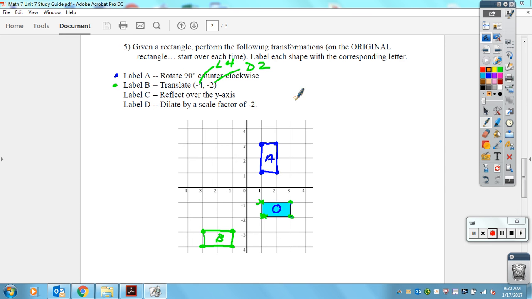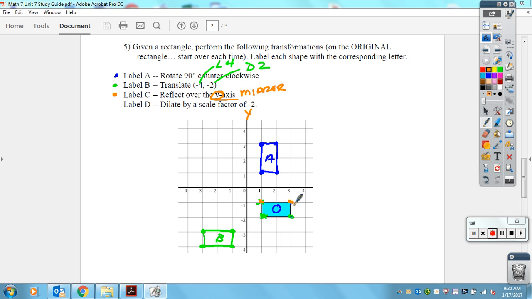C says to reflect over the y-axis. I know that y goes up and down, but going back to my original, I'm going through the y-axis, and I'm going into the third quadrant. The y-axis is my mirror. This is my mirror. That's what I'm going to.